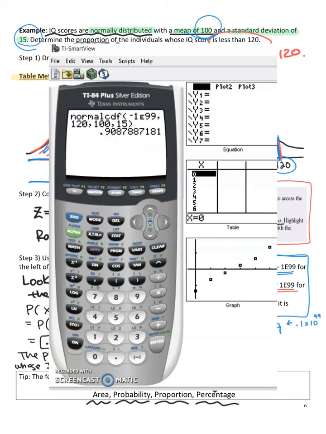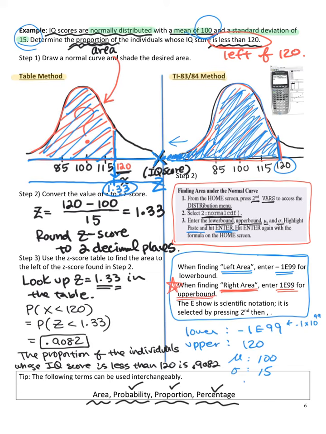So 0.9088. Your final answer is the probability of x is less than 120 equals 0.9088. So this is the calculator answer.